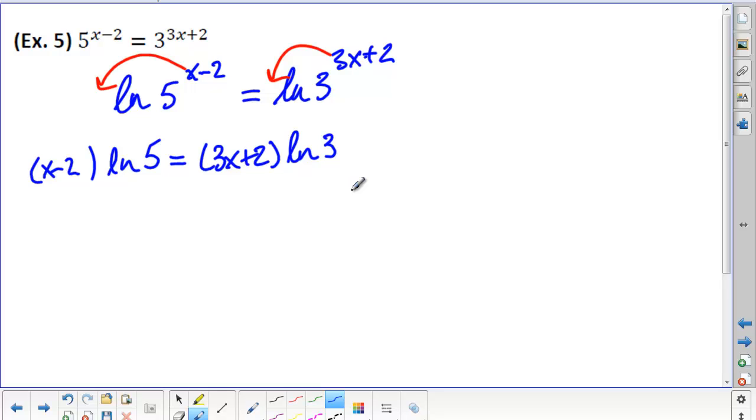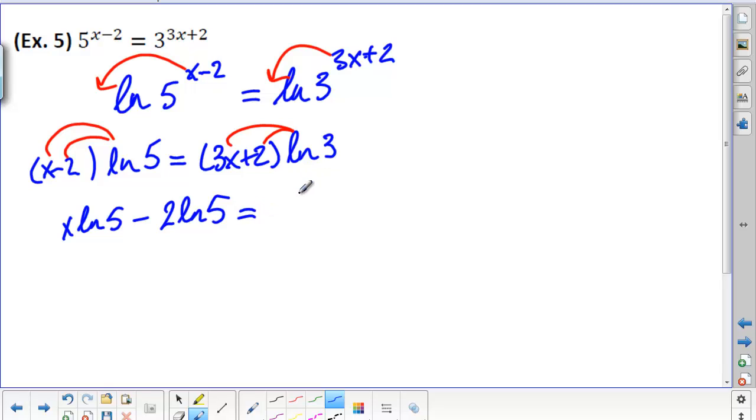Well, we still need to solve this for x. So to do that, we need to get x by itself on one side. So let's distribute the natural logs through here. So we get x natural log 5 minus 2 natural log 5. We get a 3x natural log 3 plus 2 natural log 3.